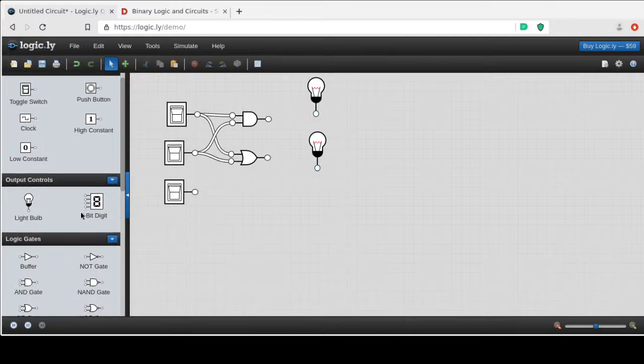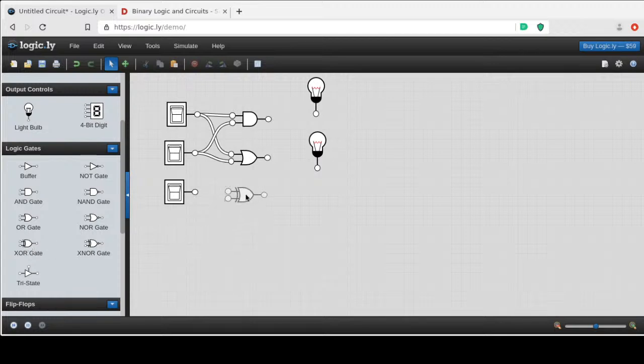I need another gate. Hold on here. How about another? Here, we'll just add an exclusive OR. Okay, let's do this, and then we'll add that, and then I guess I need another light bulb. Okay, and let's attach that one to that one, that one to that one, and that one to that one. Let me see if you can see that pretty good.